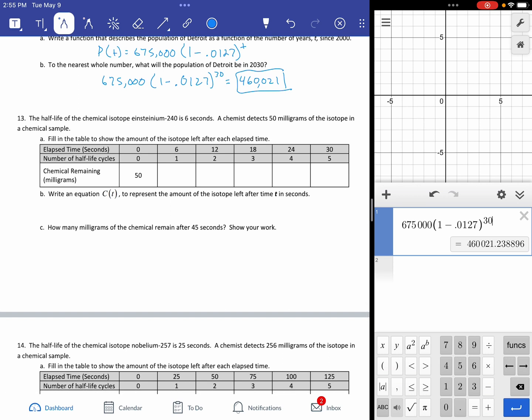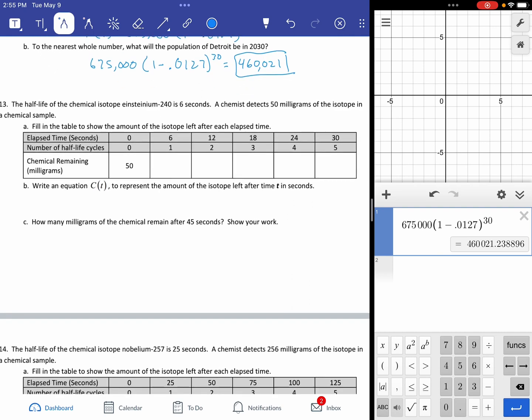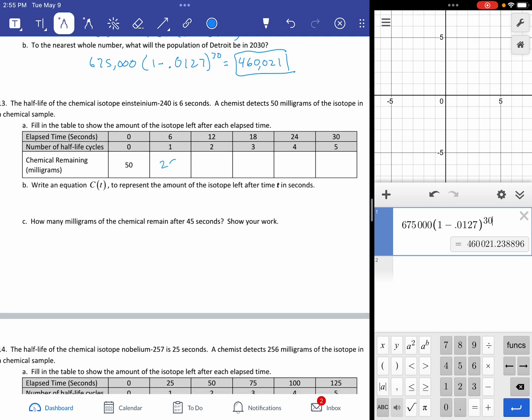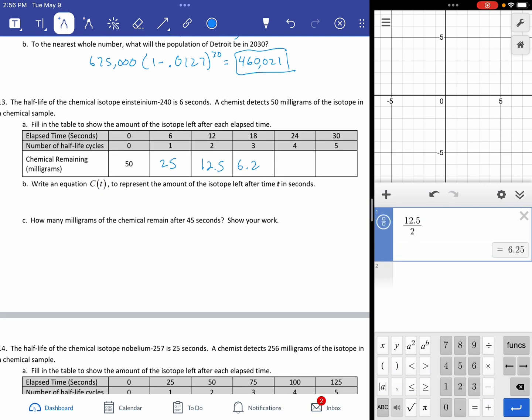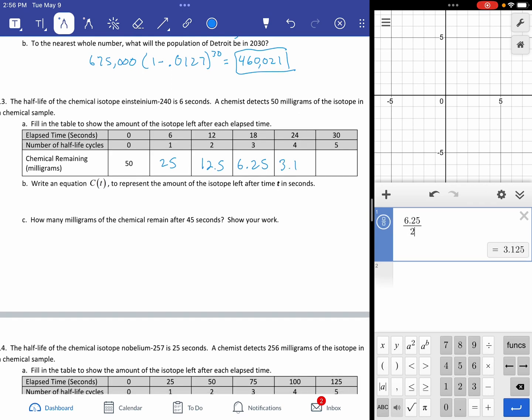All right, so now we have half-life of a chemical isotope. So we had started at 50 milligrams. We're going to cut it in half each time we have a 6 seconds lapse. Okay, so half of 50 is 25. Half of 25 is 12.5. Ooh, so let's do this. We got 12.5 divided by 2. Gives me 6.25. 6.25 divided by 2. 3.125.